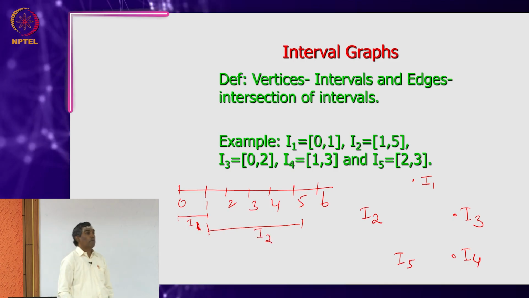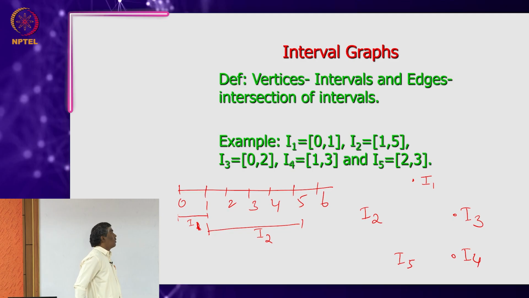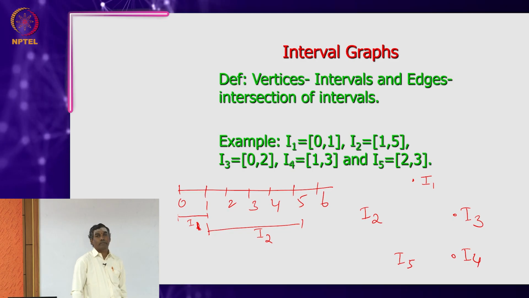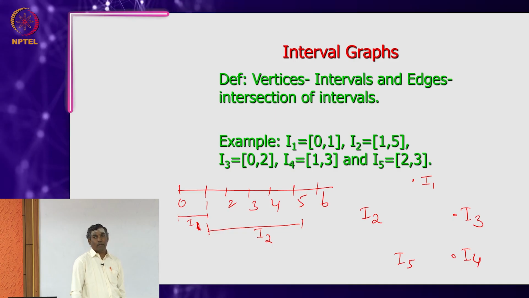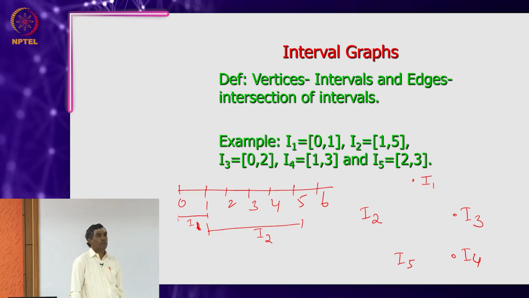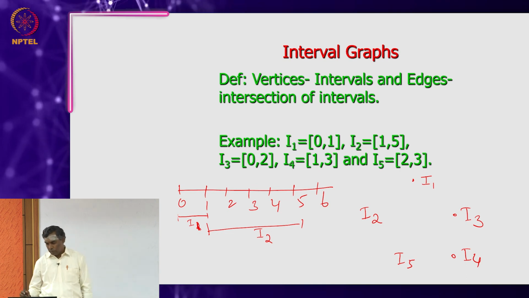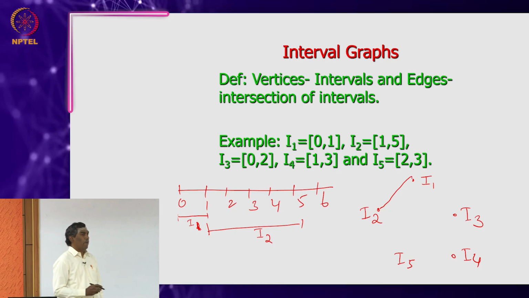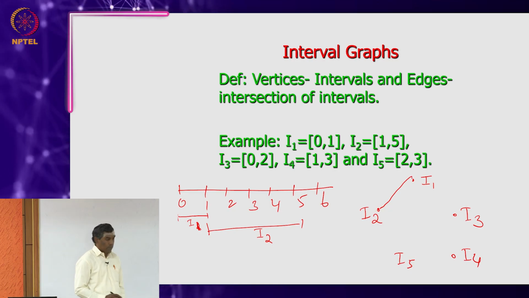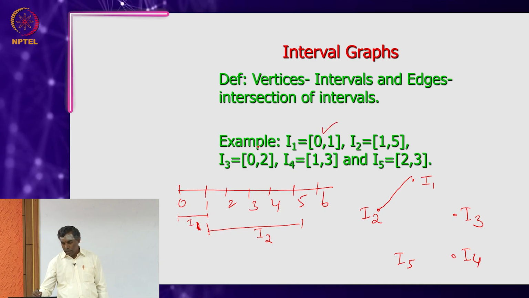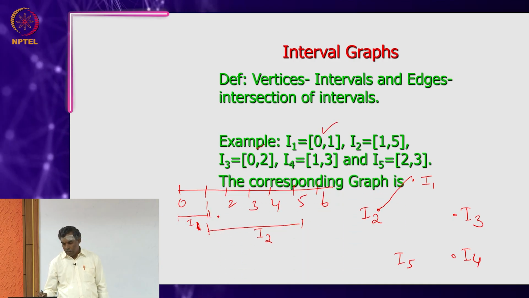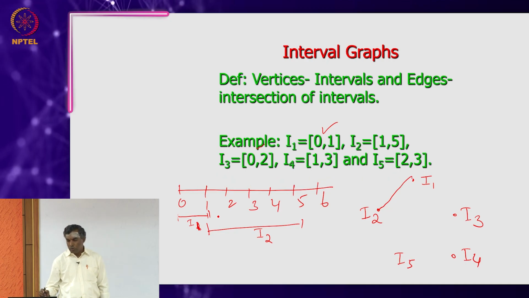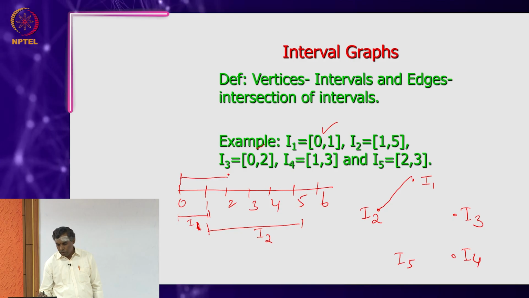Do they intersect? Of course, the intervals are closed ones. Do I1 and I2 intersect or not? Yes or no? Is there any common point? At least one is there. So, it's a closed interval, so 1 is there. So, there is an edge between I1 and I2. Now I1 and I3. I1 is here, this is I1, and then see I3. I3 is 0 to 2. Do they intersect?